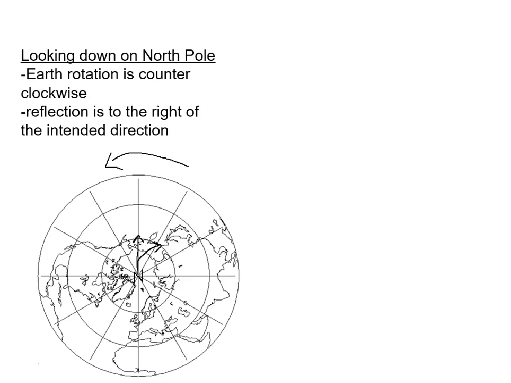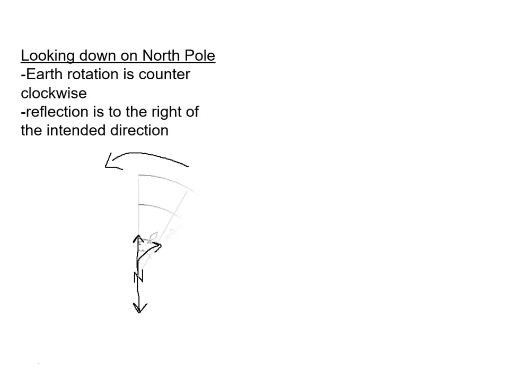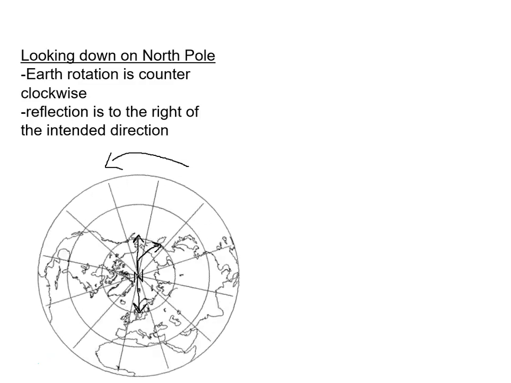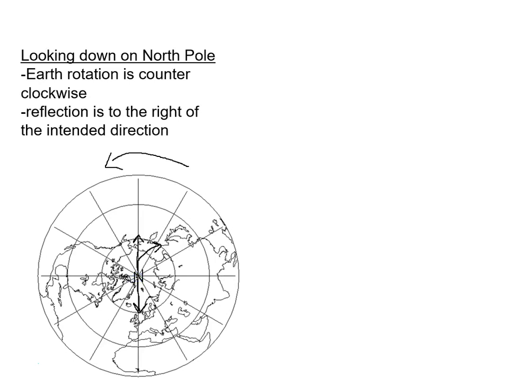You can also do it from the North Pole going to the equator as if you're going in this direction. When you do it that way and again rotate your paper just like this, what your arrow should end up like is this. So when you look down at that, you're like, wait a second, now it's going to the left. It's not going to the left. It's actually still going to the right of the intended direction.